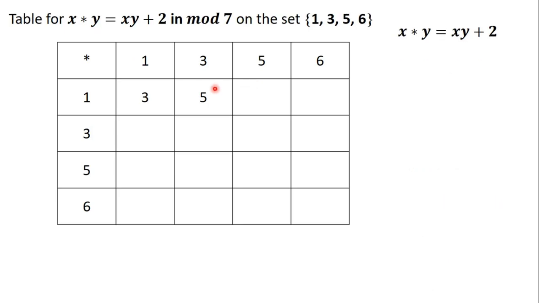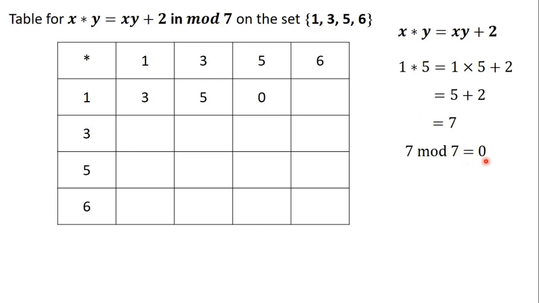Let's move on. The next one is 1 star 5. 1 star 5 will be equal to 1 times 5 plus 2. 1 times 5 is 5. So you have 5 plus 2. And 5 plus 2 will give us 7. You will find 7 in mod 7 since the operation is defined in mod 7. 7 mod 7 is 0. So 1 star 5 mod 7 is 0.